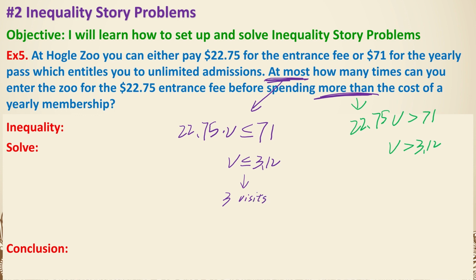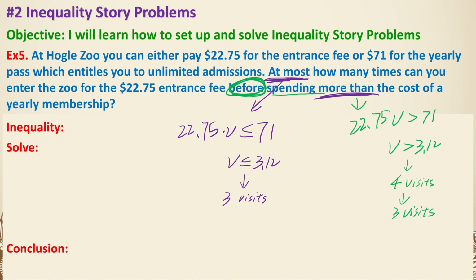But if you actually choose to use the other one, it seems V greater than 3.12, you're going to have to conclude 4 visits. It seems that the answers are different. However, there's something very tricky about this question. At most, there's no other words for that, but for the more than, it says before spending more than. Which means if you actually made 4 visits, you already spent more than the cost of your yearly membership. So before that, it would still be 3 visits.